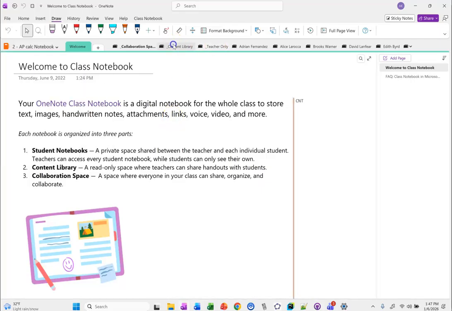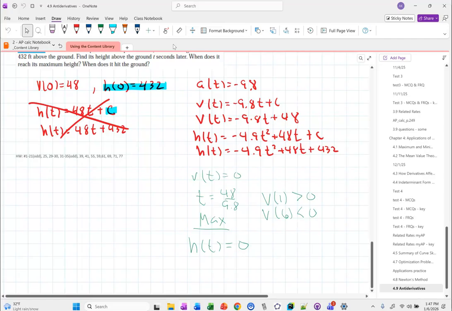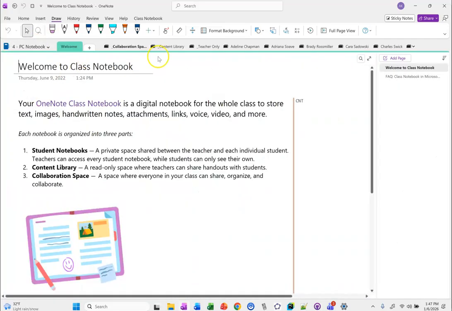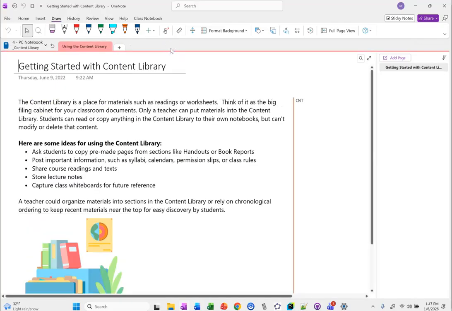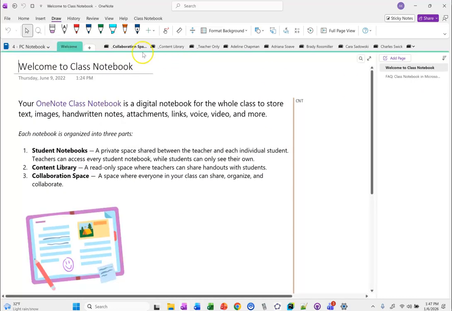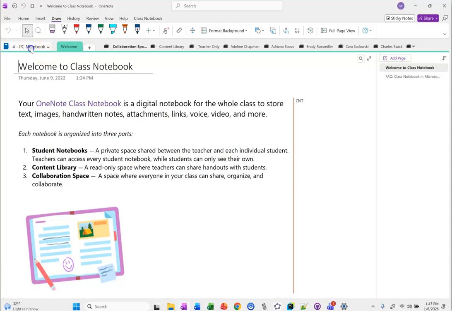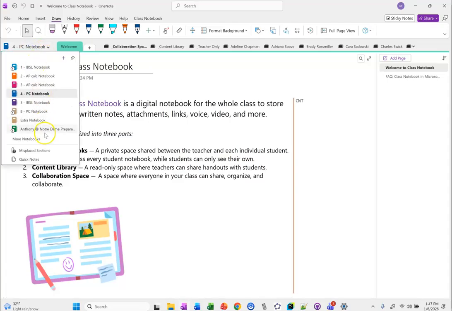All right. So when I provide you stuff for your notebook, it will be in the content library, except I haven't ported everything over yet, apparently. Oh boy. Well, let me do that real quick.